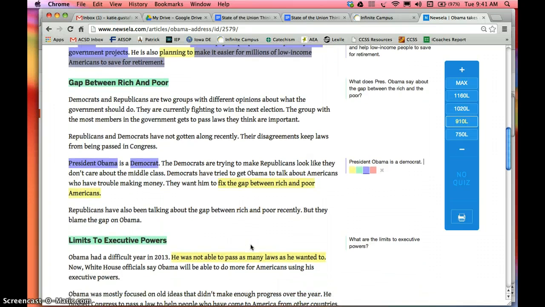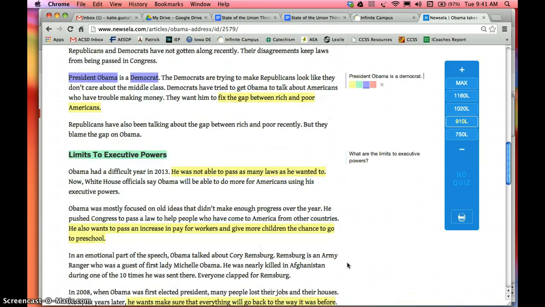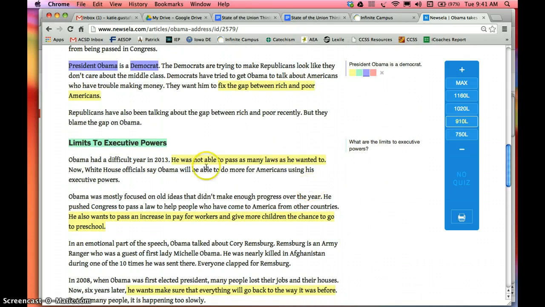The next question is, what are the limits to executive powers? I'm going to stop and check and re-ask myself this question as I read. Obama had a difficult year in 2013. He was not able to pass many laws as he wanted to. Now, White House officials say Obama will be able to do more for Americans using his executive powers. What are the limits to executive powers? This doesn't tell me anything about what the limits are.